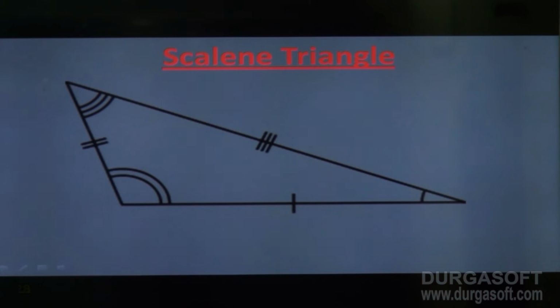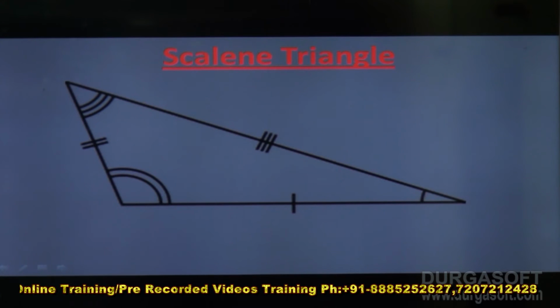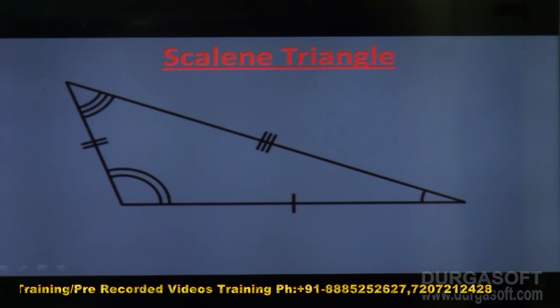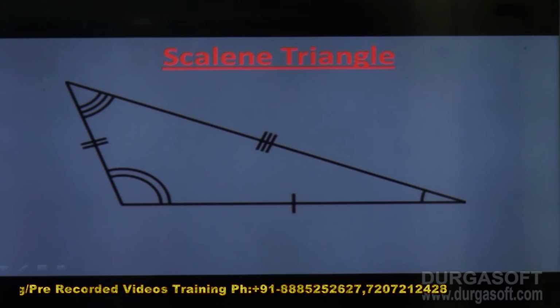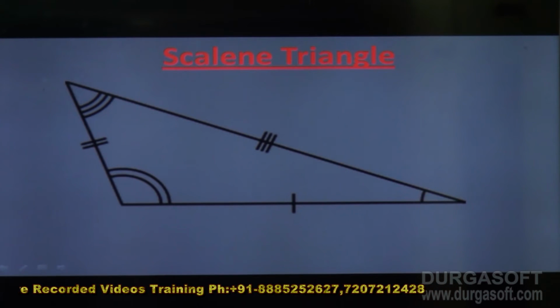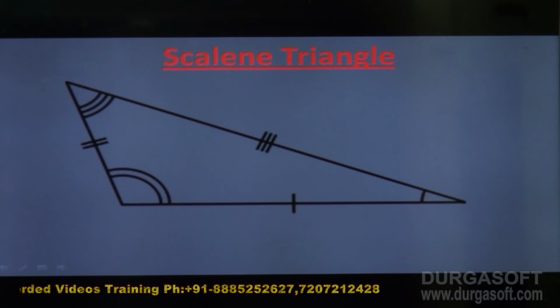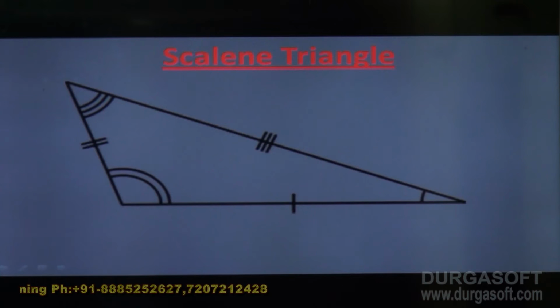If you can observe in the figure, whatever the angles we can see here, you can consider 1, 2, 3 as the angles. The first angle is not equal to the second angle, the second angle is not equal to the third angle, and in the same way the first side is not equal to the second side and the second side is not the same as the third side. So in scalene triangle we have all the sides different and also all angles are different.